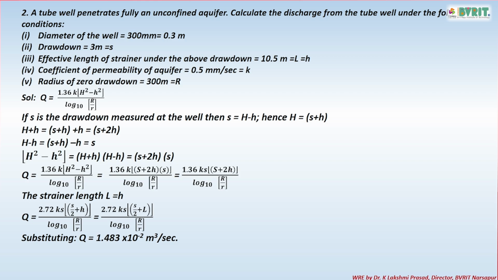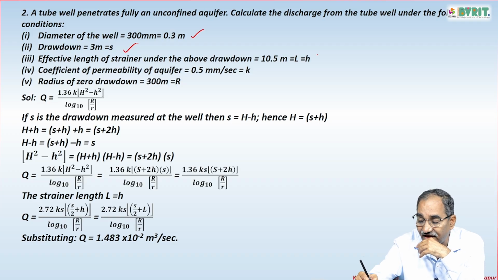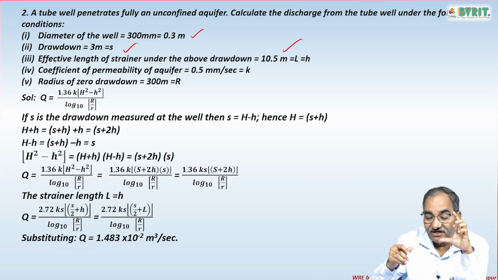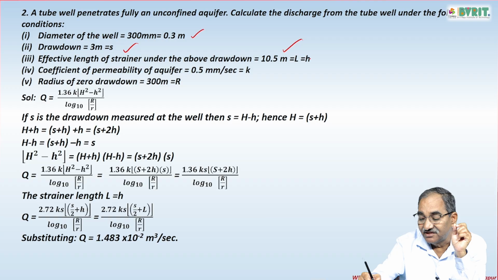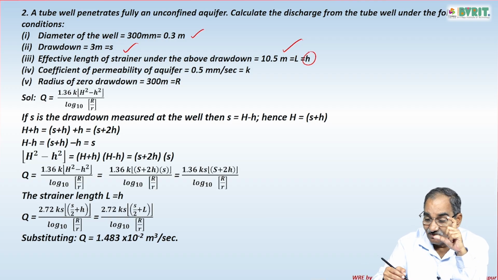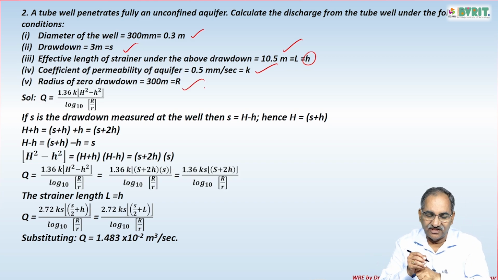A tube well fully penetrates an unconfined aquifer. Calculate the discharge from the tube well under the following conditions. The diameter of the well is given, and the drawdown is given. Drawdown, if not specified otherwise, is taken at the well. Then the effective length of the strainer under the above drawdown. Effective length is nothing but L, which is called small h. Then the coefficient of permeability is given, and the radius at zero drawdown, which is nothing but the radius of influence.